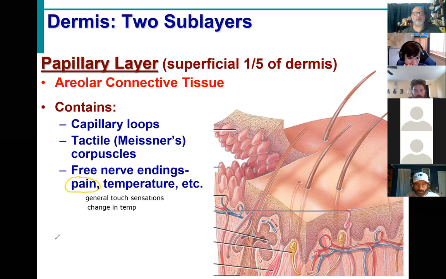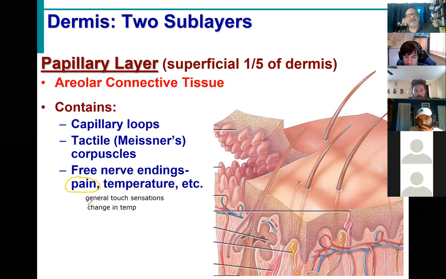Just explaining how this works, that it is a general touch sensation. All right, questions on that?